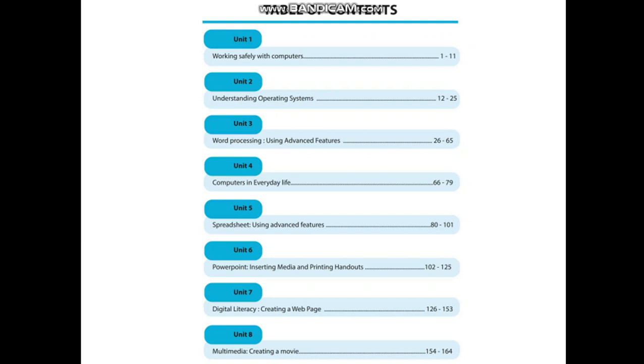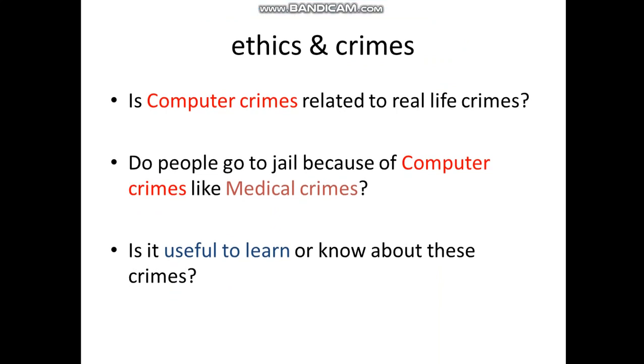Unit 7 and Unit 8, I don't know if we're gonna follow and explain them during this course, but inshallah Unit 7 is going to be explained if there's further time. So as the first slide, we talk now about ethics and crimes.